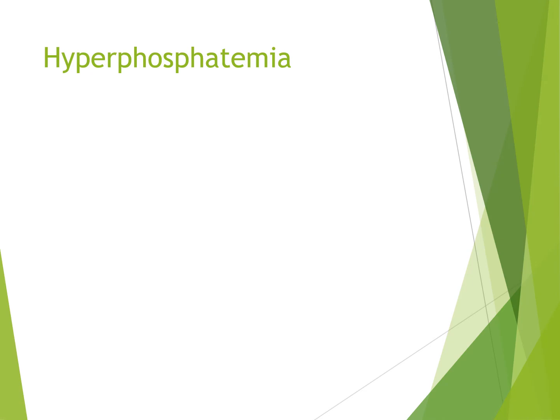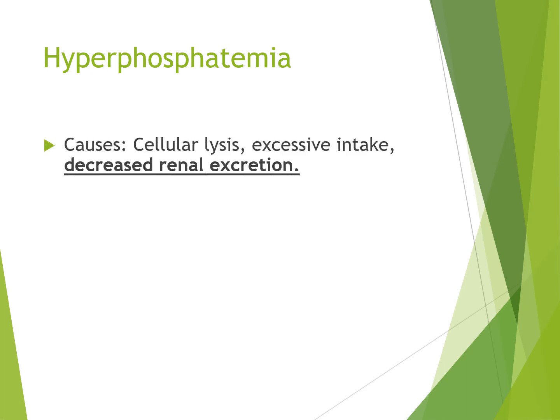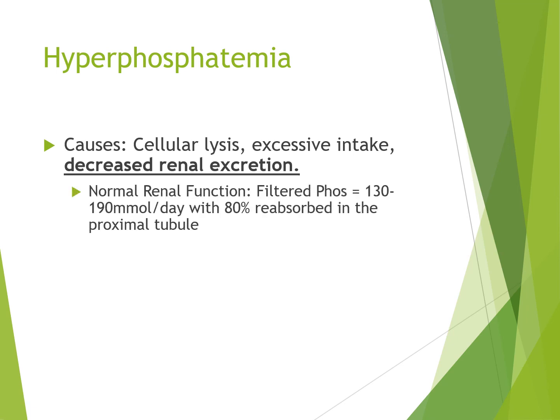Now on to hyperphosphatemia. The causes of this can either be cellular lysis, such as in cancer, excessive intake, which is very rare, or decreased renal excretion, which is the most common cause. Remember, 80% of phosphorus is reabsorbed in the proximal tubule. So if you have abnormal renal function, then you can't excrete it. So think of an end-stage renal disease patient. These patients typically require a phosphate binder because they can't excrete any of their phosphorus.